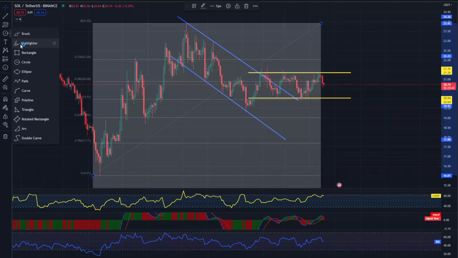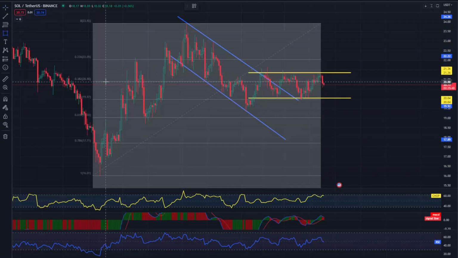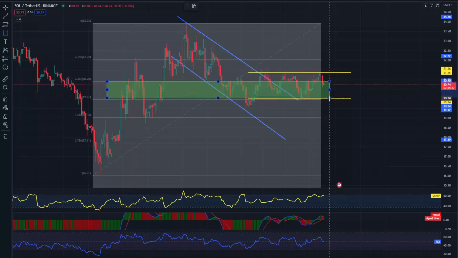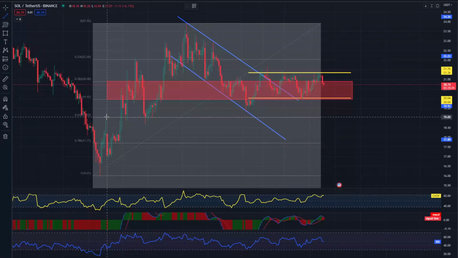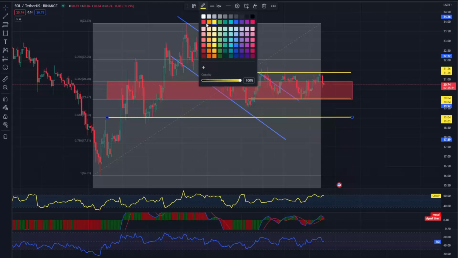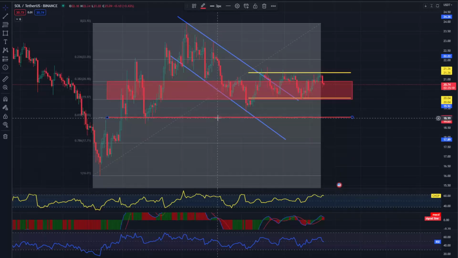Let's start by marking the support spots for the price, and we see that we first have a support zone from $20.90 to $19.92. But if the price goes lower, we have another support at $19.04, then at $17.68.